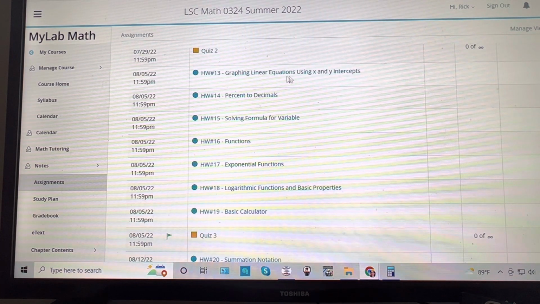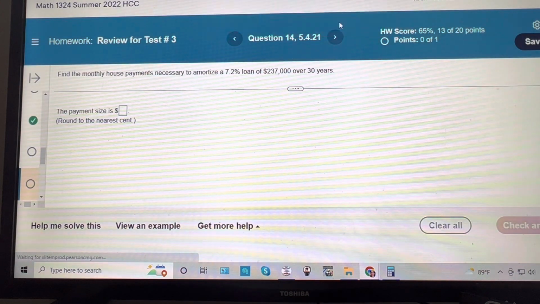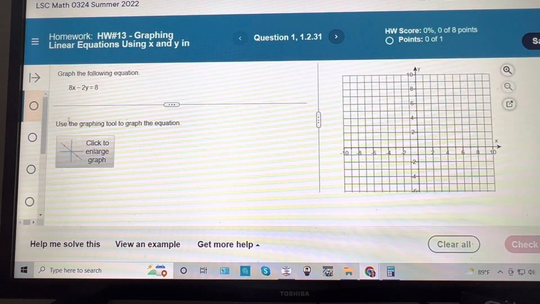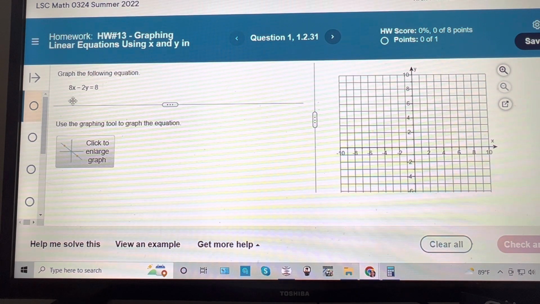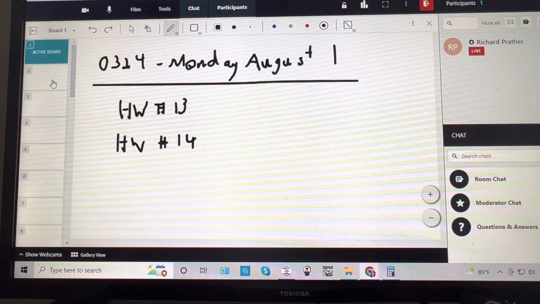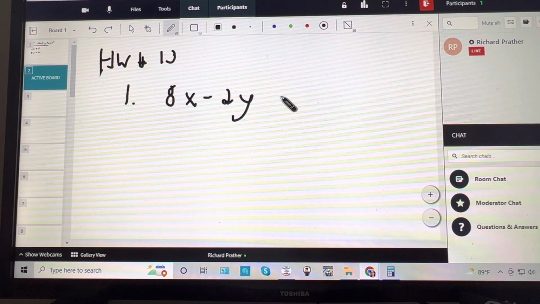Homework 13, graphing linear equations using x and y intercepts. Okay, so this is one method of graphing a line. It doesn't work on every single problem, but when it does work, it's probably easier than anything else. So homework 13, problem 1, 8x minus 2y equals 8.